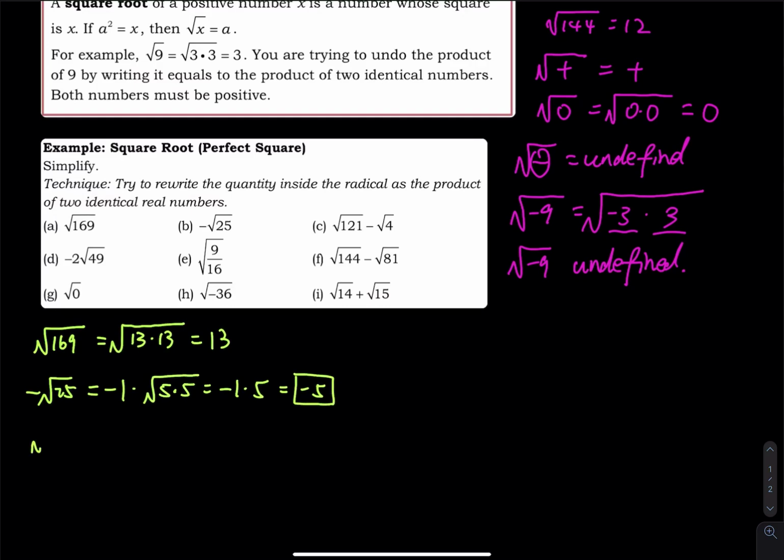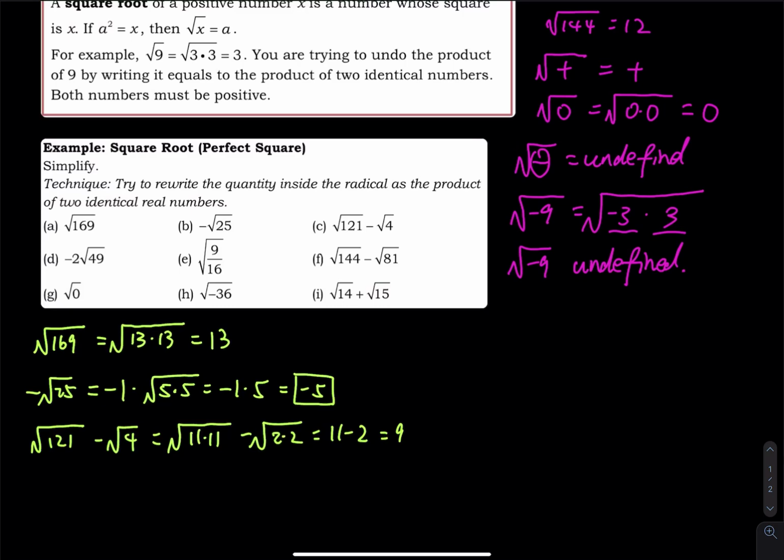And then the next one is the square root of 121 minus the square root of 4. 121 is 11 times 11. 4 is 2 times 2. So that is 11 minus 2. That is equal to 9.